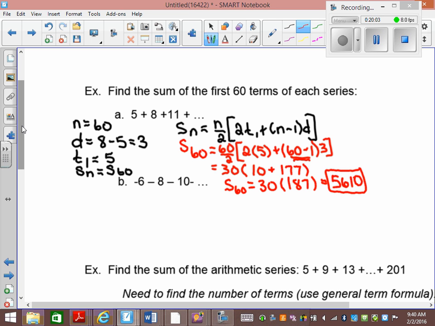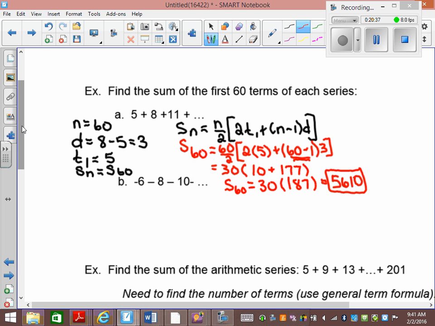Now we should always ask ourselves, does it make sense? So the first three terms themselves, 5, 8, and 11, add to 24. Okay? The first 60, do you think that it'll get that big, that it would add up that fast? Once you get to the 60th term, it's going to be a pretty big term already, right? Because 11, then you're going to have 3 more is 14, then 17. So it's starting to get big fast. So 5,610 sounds reasonable. If you get like a million or something, it's not going up by that fast.